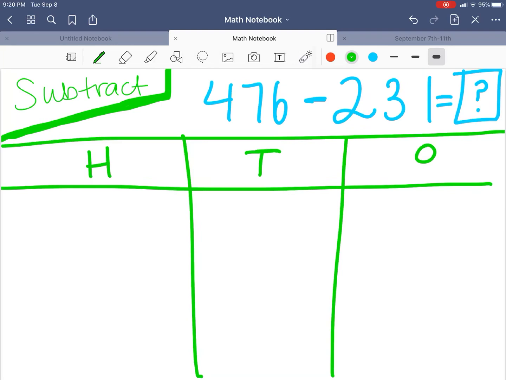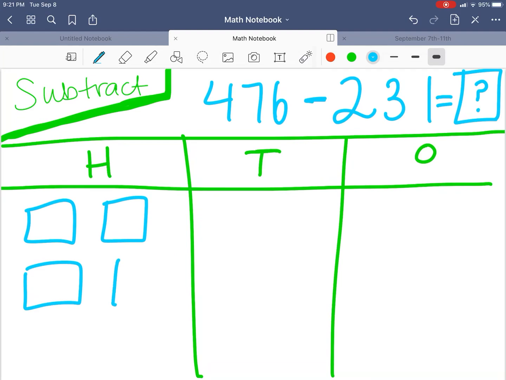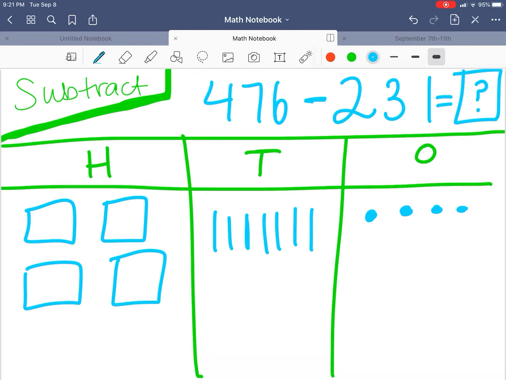So we need to draw 476. We're drawing 476. We are not going to draw 231. So we're drawing 400s. Let me get a different color. 400s, 7 tens, and 6 ones. All right, so here is the number 476.